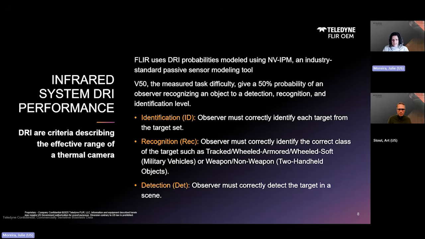V50, or the measured task difficulty, is the targeting task performance, or TTP, metric value required to provide the user with a 50% probability of accomplishing a given task. These criteria give a 50% probability of an observer discriminating an object to a detection, recognition, or identification level. For identification, the observer must correctly identify each target from the target set. For recognition, the observer must identify the correct class of the target, such as a military vehicle or handheld object. And finally, for detection, the observer must correctly just detect that there's a target in the scene.